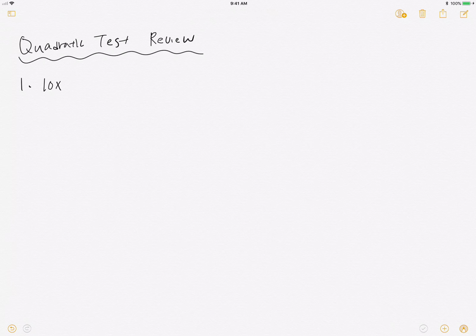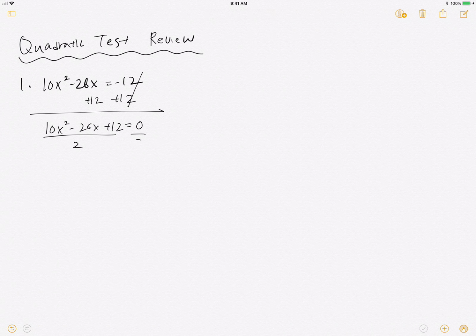So for the first one, 10x squared minus 26x equals negative 12. Well, first what I would do is add the 12 on both sides like this. And then what I would get is 10x squared minus 26x plus 12 is equal to 0. And I noticed that everything can be divided by 2 on both sides. So then I will end up getting this. And then from here, I will try first the AC method to factor.